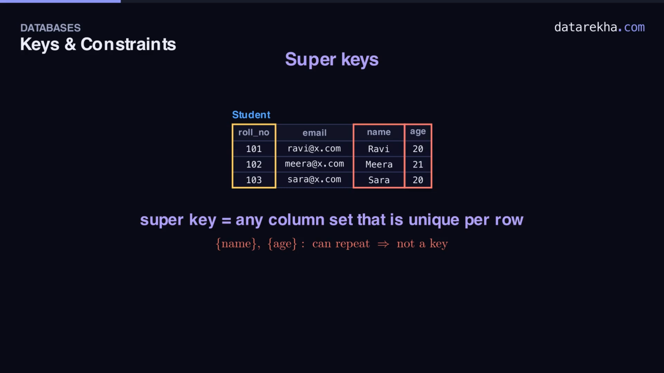Imagine a second Ravi walking in. The moment a value repeats, it can no longer single out one row. Same story for age. Now the quirk. If roll number alone is unique, then roll number together with name is unique as well. The extra column cannot hurt. So a super key is allowed to carry passengers it does not really need.